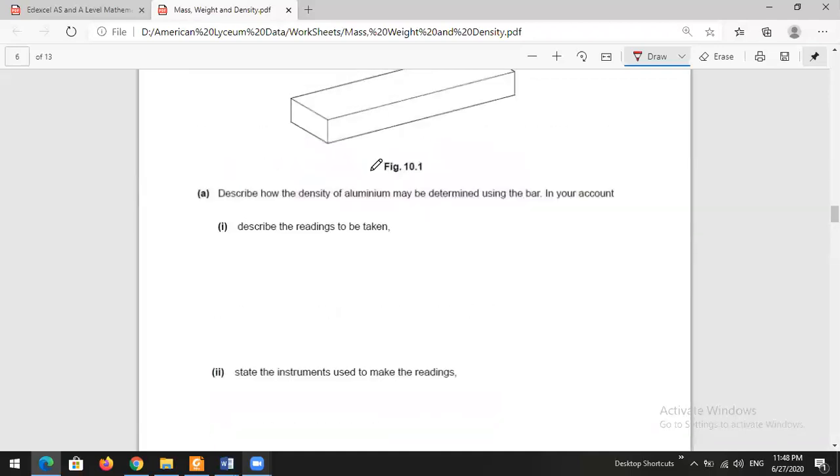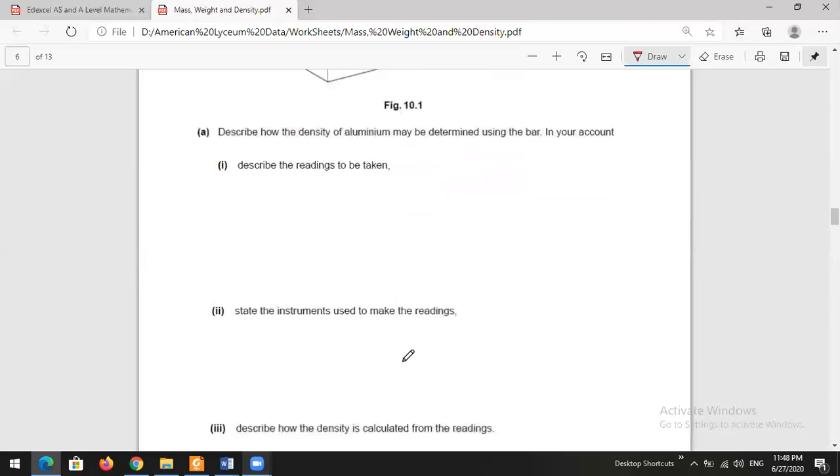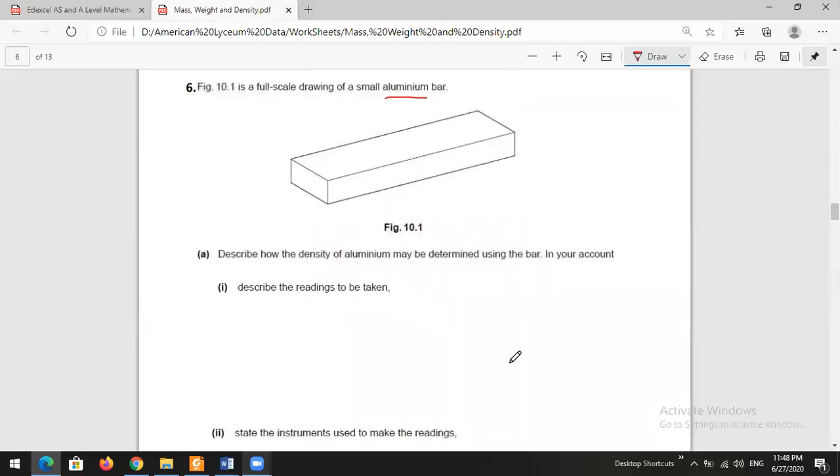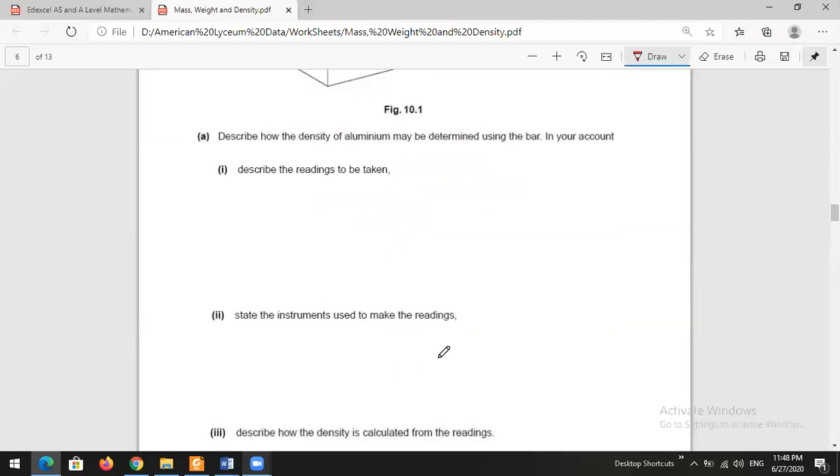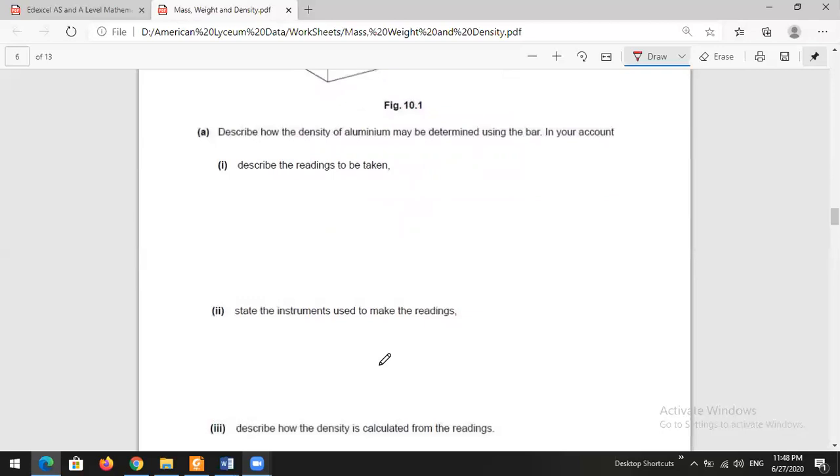So first of all, we will use physical balance or electronic balance, and tape measure. Actually, this is straight, so we must use meter rule, vernier calipers, or screw gauge as well if the thickness is low. I think thickness is not that small, so I think vernier caliper is better. Vernier caliper, meter rule, and electronic balance.